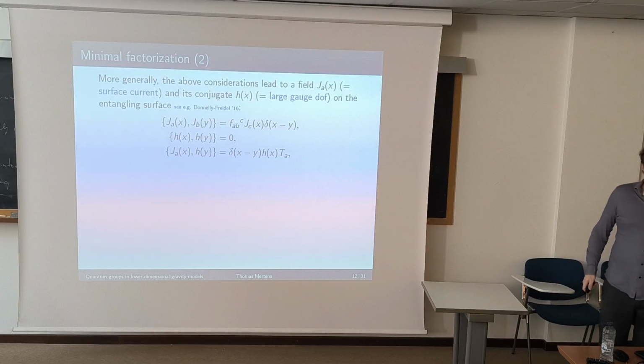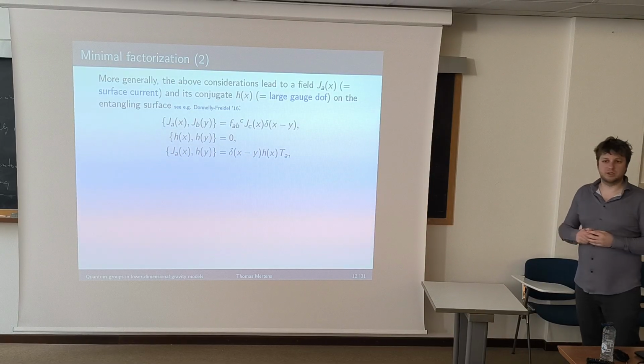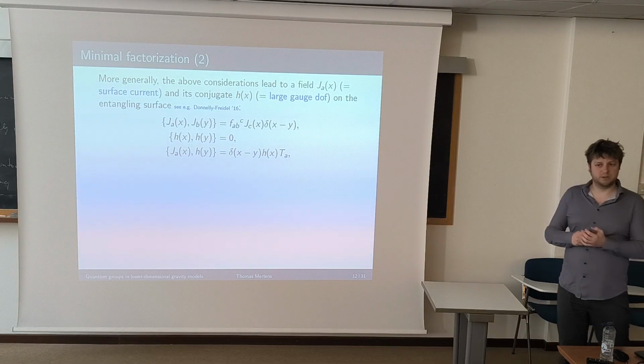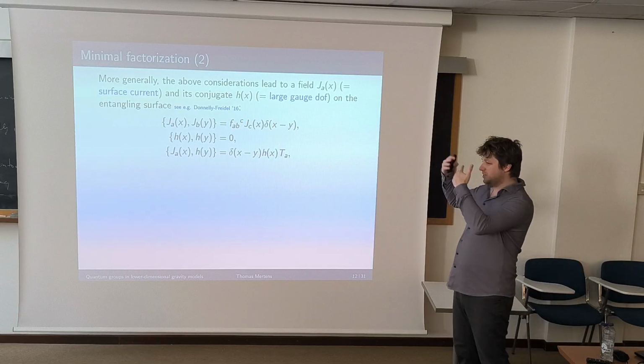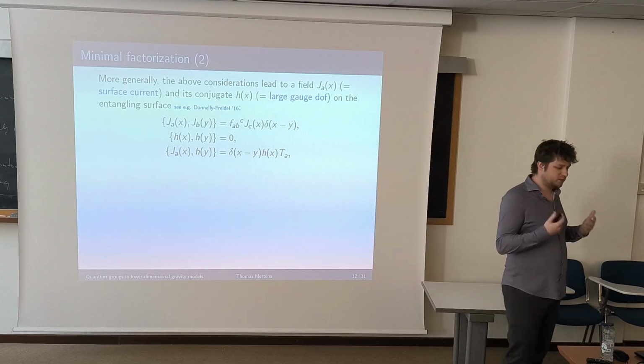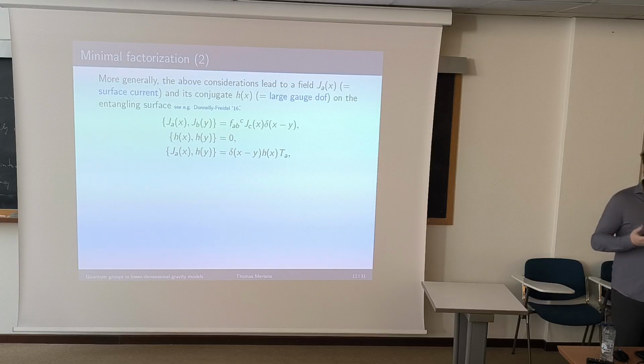So this is the answer for the non-abelian case, and this is a structure that is well known and has been studied for 10 years by now as the set of degrees of freedom that you expect to live at the entangling surface when you cut a non-abelian gauge theory.